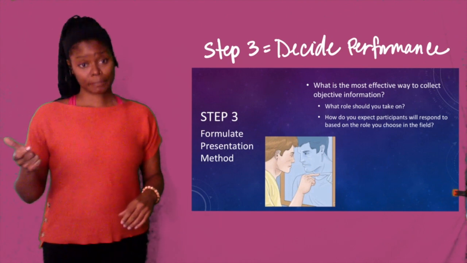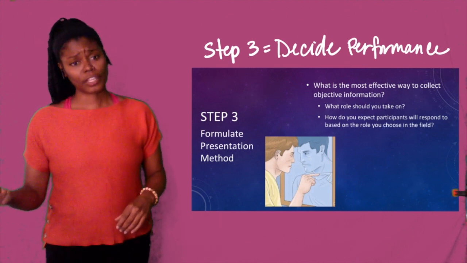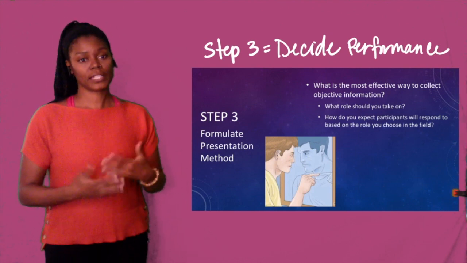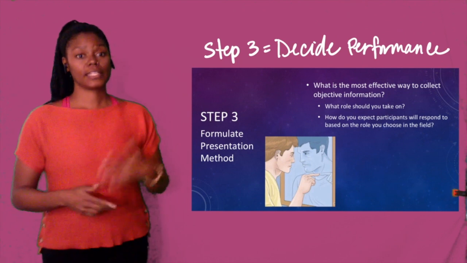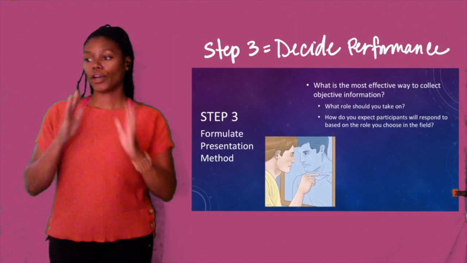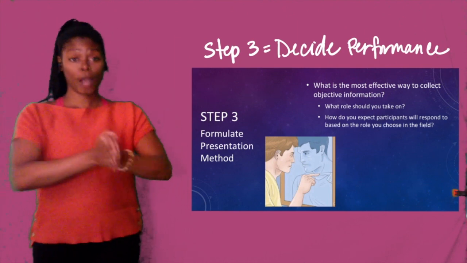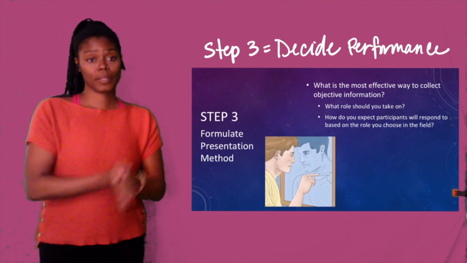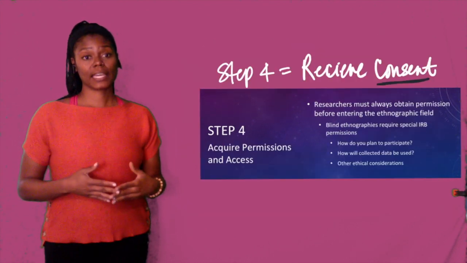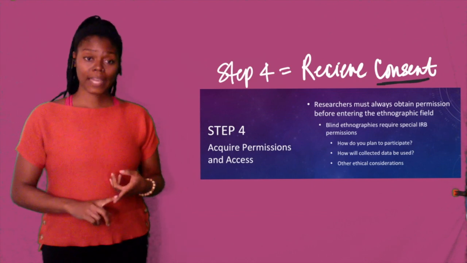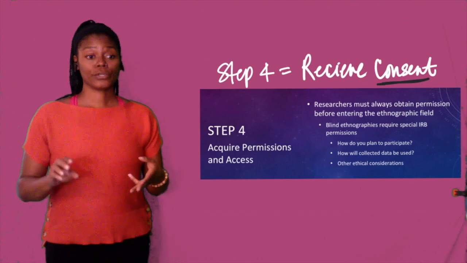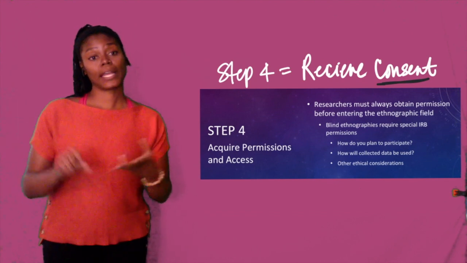That also means that when you get into the field, you have to be very careful about what you're doing to not tip off people that you are the scientist and not just another part of the group. As a part of this decision about performance, you want to go to step 4, which is to get consent. And you need to get consent to participate. You need to get consent to collect data, and you need to get consent around anonymity and confidentiality.